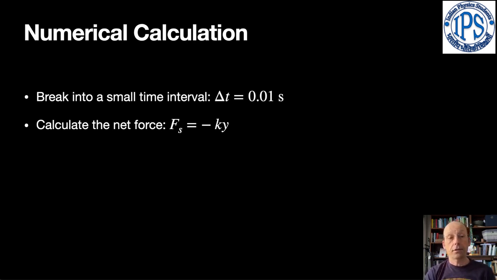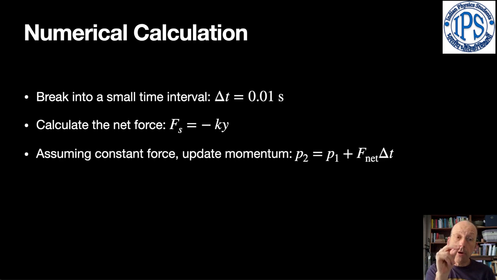Now for the magic. During that 0.01 seconds, if the mass is moving, the momentum changes and the position changes and the force changes, everything changes. But if I assume that the net force is constant, then I can use that net force and the momentum at the beginning of the time interval, I'm calling that P1, to find the momentum at the end of the time interval. So this is wrong, but it's only kind of wrong. If delta t is small enough, it's good enough.